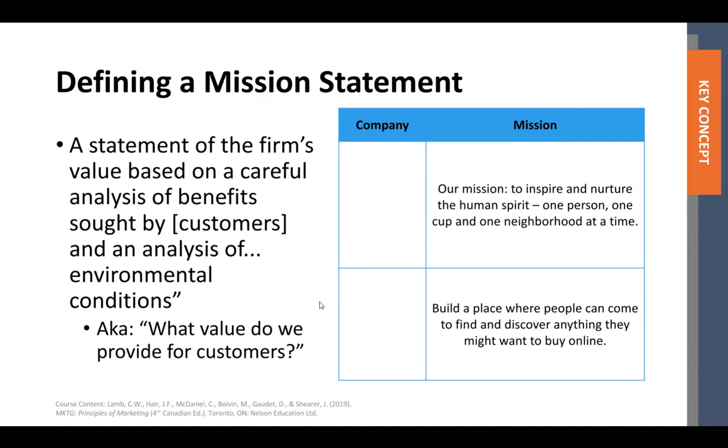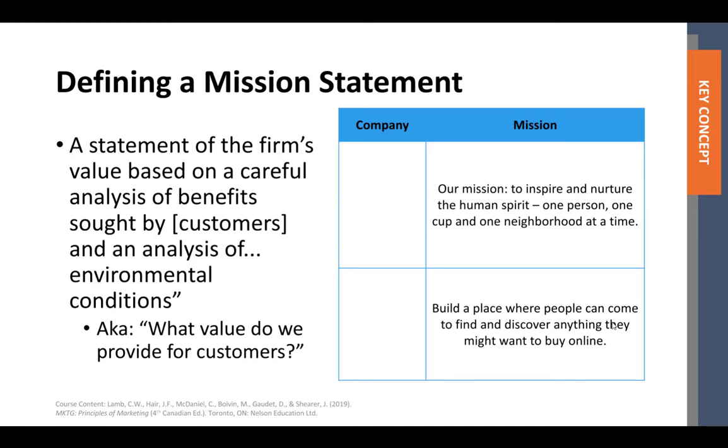So we look at these mission statements over here. Maybe you can guess the company. There's a mission statement at the top: Our mission is to inspire and nurture the human spirit, one person, one cup, and one neighborhood at a time. Well, there's some clues in there. One cup, right? So who do you think that is? Put that in your heads. We'll see if you're right, okay? Before you do that, let's do a second guess.